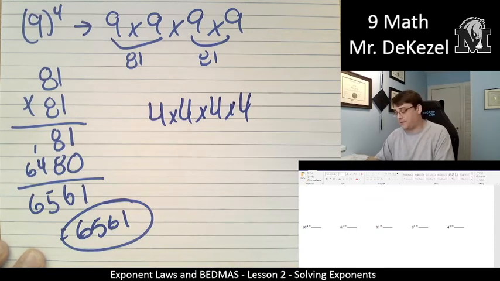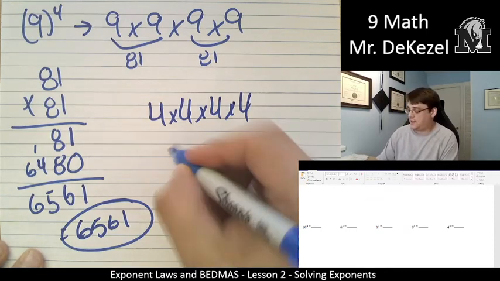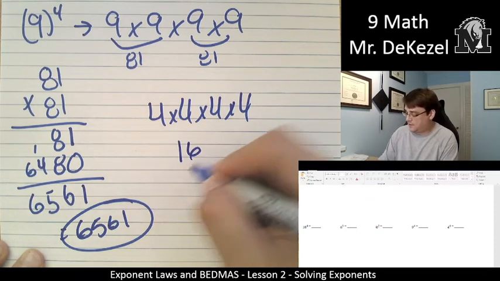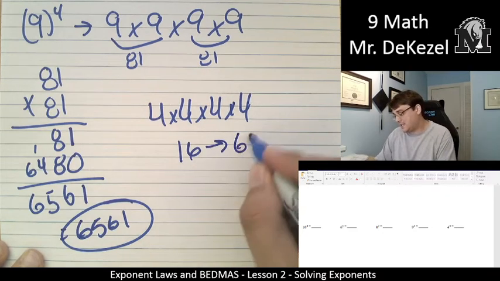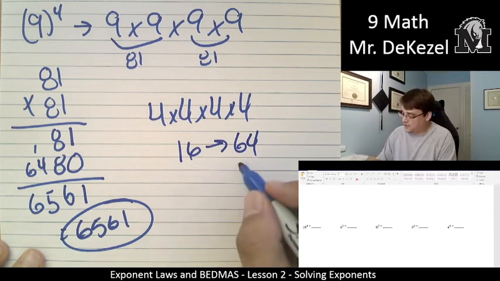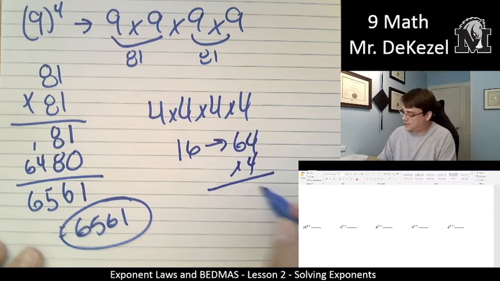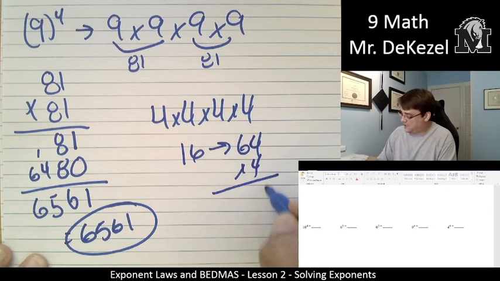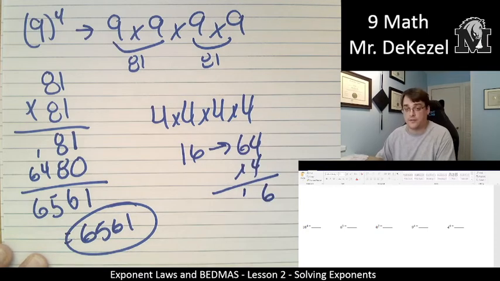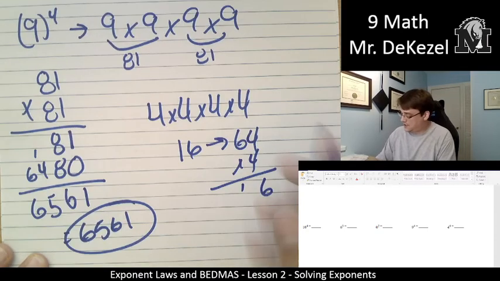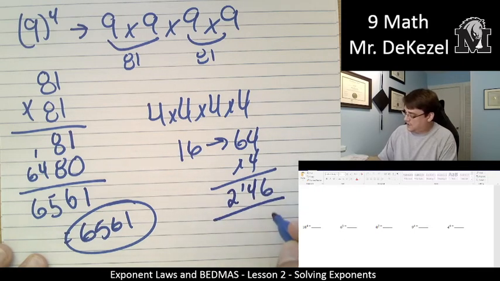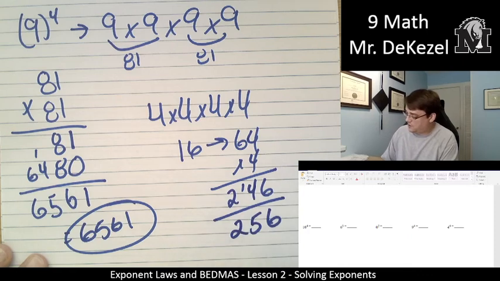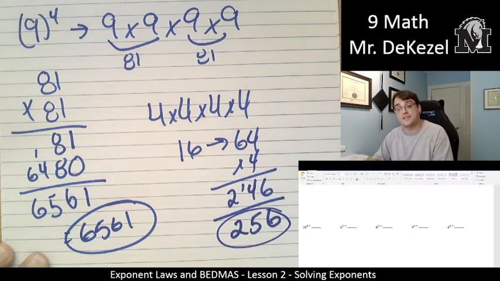The last one is 4 times 4 times 4 times 4. That's 4 to the power of 4. Let's see. So 16, and then 16 times 4 is 64. And then let's do this one. I think I know what it is, but that's okay. 4 times 4 is 16, 1 for adding, 4 times 6 is 24, 6, 1 plus 4 is 5, 256 is our last one.